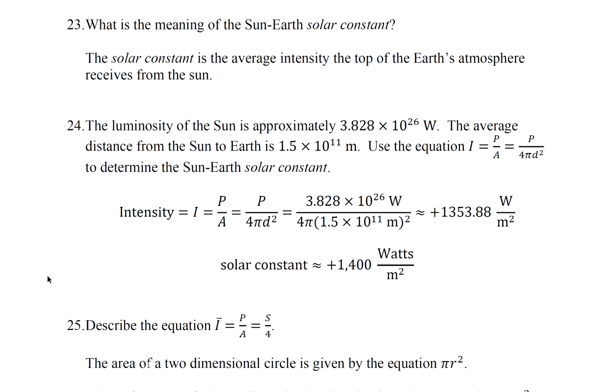Question 24. The luminosity of the sun is approximately 3.828 times 10 to the 26 watts. The average distance from the sun to Earth is 1.5 times 10 to the 11 meters. Use the equation I equals P over A, which is equal to P over 4 pi d squared, to determine the Sun-Earth solar constant.